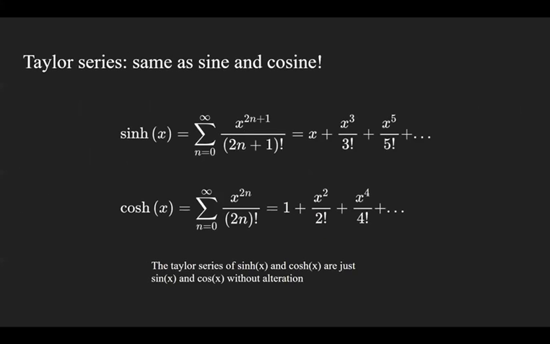These are the Taylor series for sinh and cosh, and they're basically the same as for sine and cosine, not altered in any way. So this is one exact similarity that we have found.